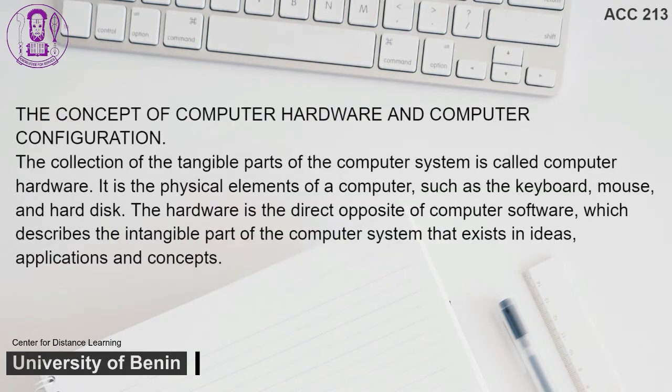The concept of computer hardware and computer configuration. The collection of the tangible parts of the computer system is called computer hardware. It is the physical elements of a computer, such as the keyboard, mouse, and hard disk. The hardware is the direct opposite of computer software, which describes the intangible part of the computer system that exists in ideas, applications, and concepts.